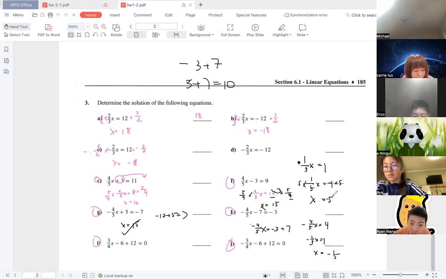Got it, everybody? Okay, so number I. Michael, I want you to tell me the answer. The answer for number I is negative 8. Let me see if you get it right. Negative 8 times 3 over 4 equals negative 6, minus 6 plus 12 equals 0. Good job, Michael. Very good. Okay, last but not least, Athene, can you help me do that?